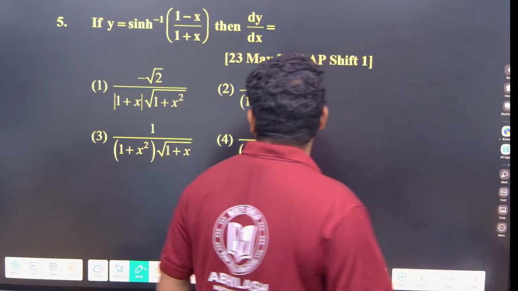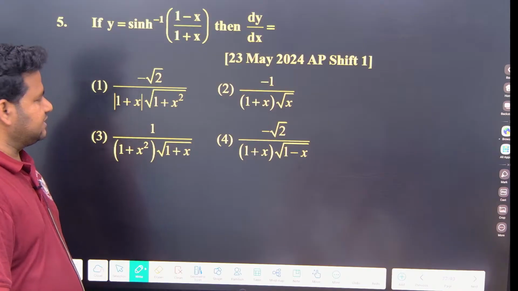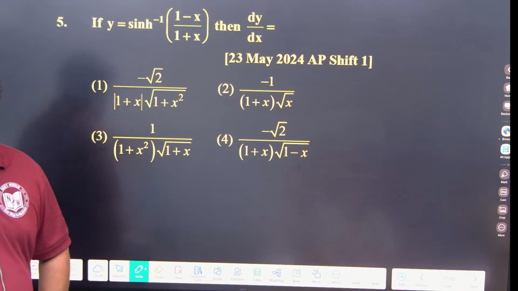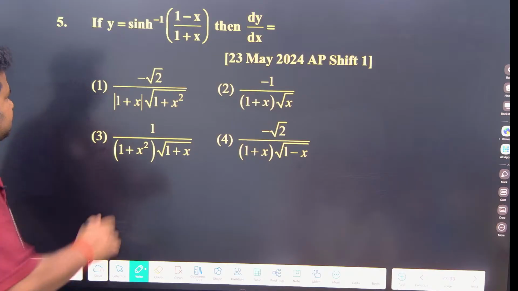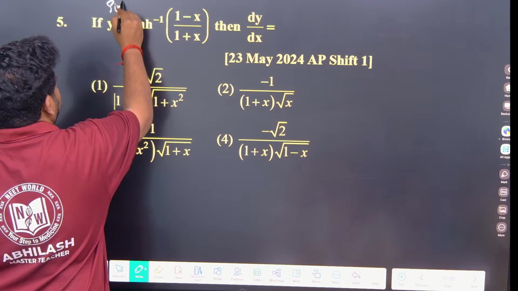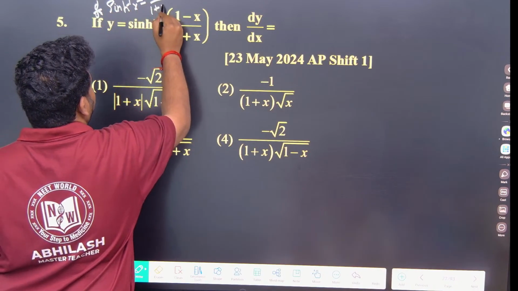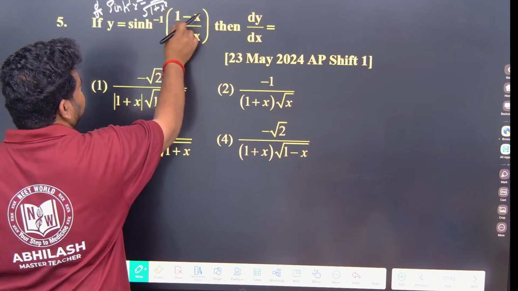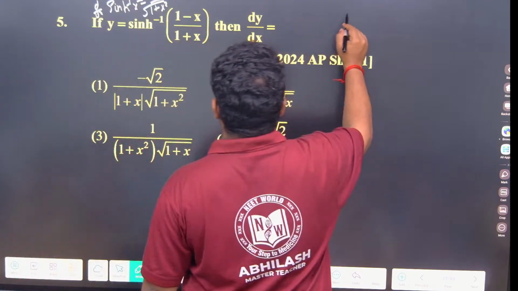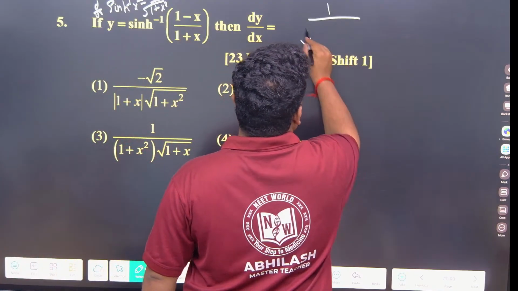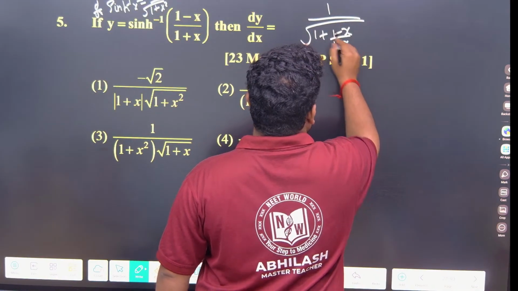Look at this question. They have given sinh inverse of (1 minus x by 1 plus x). First of all, sinh inverse of x, d by dx of it, is 1 by root of 1 plus x square. Correct? But here the argument is 1 minus x by 1 plus x. So for this one, dy by dx, we will write it as 1 by root of 1 plus (1 minus x by 1 plus x) whole square.